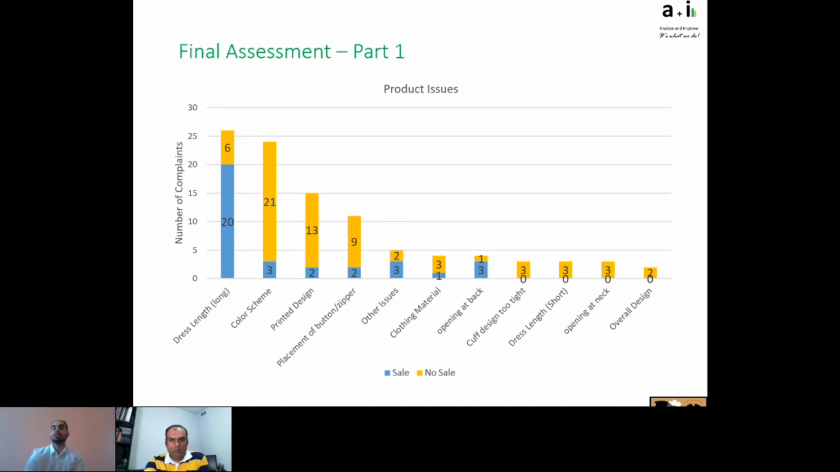And this is just showing an example of the severity. So in this case, you can see a lot of people complained about the length of the dress, said it was too long. Some people said it was the color scheme. Another unique thing that I added here was whether or not they made a sale despite making that complaint. So for dress length, a lot of people complained about it, but they bought the dress anyway. So maybe the retailer is interested in knowing, it doesn't really affect my revenue. Do I want to invest in this design change?